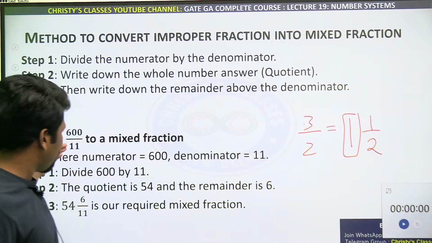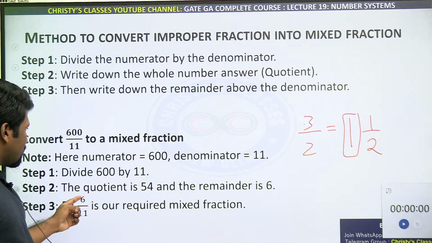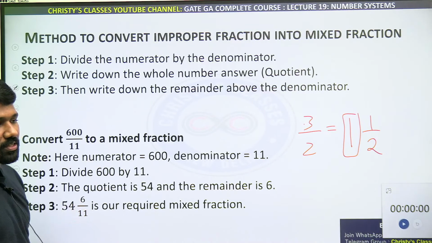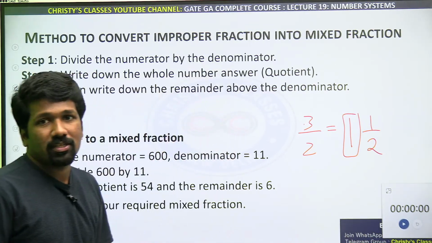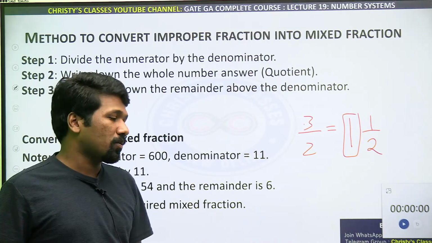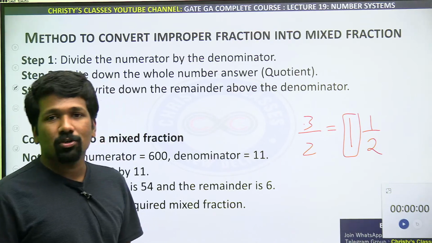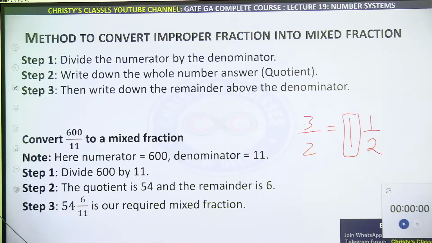Similarly, 600 by 11 means 54 11s are there in 600, and after that 6 is left. 6 is not divisible by 11, so we write 6 by 11. In clock problems, this 600 by 11 itself comes many times, because 11 is a very important number in clock problems. A formula is there based on this number 11. So anyway, that is also clear.